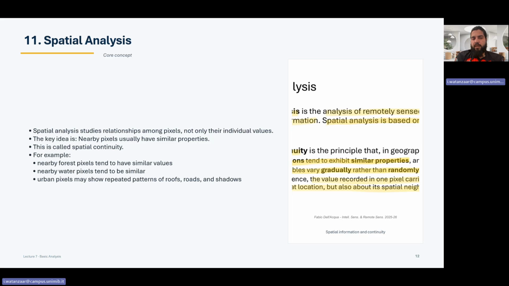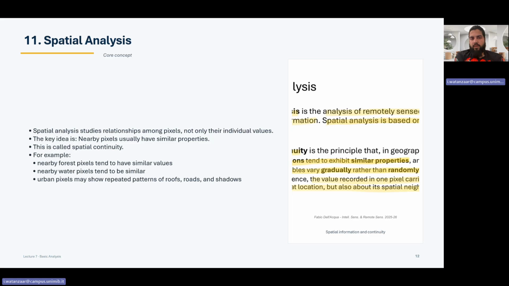The key idea is nearby pixels usually have similar properties. Why are we discussing that? There is a high probability that the nearby pixels have similar properties. As we discussed in the forest example, in the near infrared and the red, they will reflect a very high vegetation. So in a certain point of the forest, its surrounding areas will definitely have more or less the same values. That's why spatial analysis is one of the core analyses in remote sensing. This is called spatial continuity.